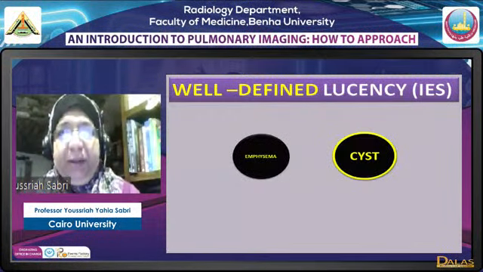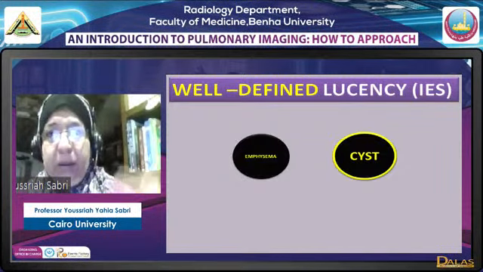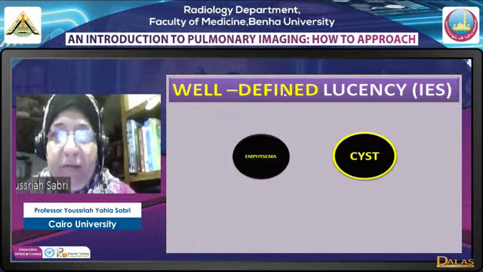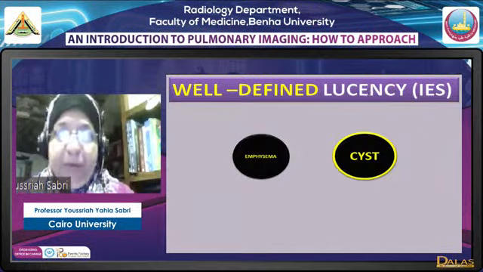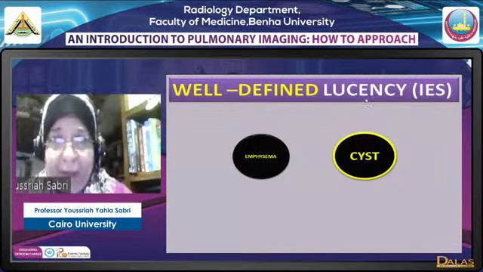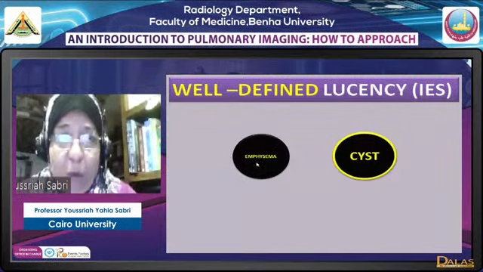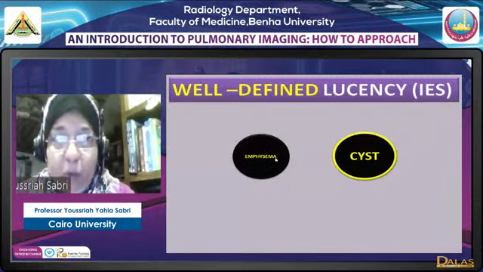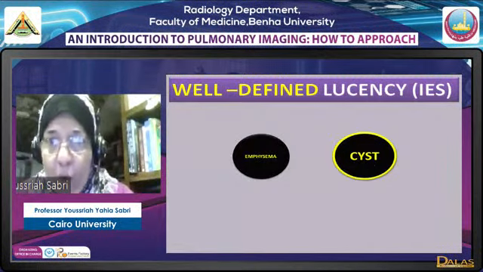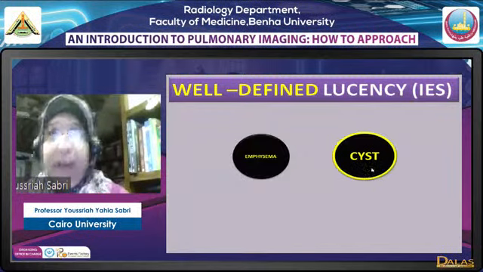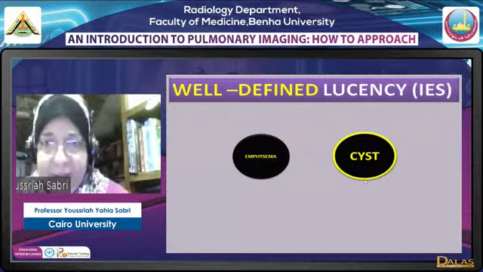Now, finished with the well-defined rounded opacities, let us shift to the well-defined lucency. Now we're discussing a black lesion, okay? A black lesion without a wall, a black hole without a wall, is emphysema, while a black hole with a wall is a cyst. This is the easiest way to know a cyst, okay?